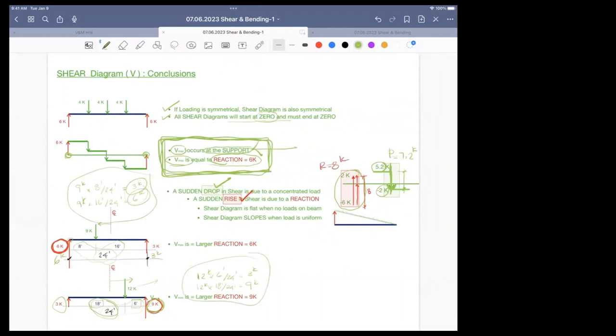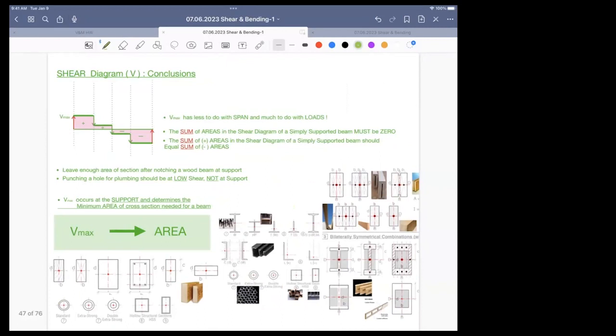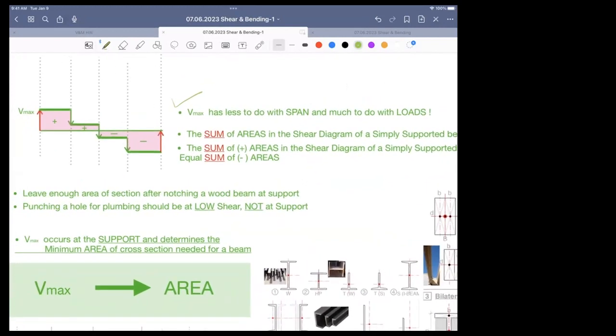It's very practical because if ARE is going to ask anything about math and reactions, this is a quick way of finding an answer. Okay, so conclusion, shear diagram. Maximum shear has less to do with span and much to do with loads. I didn't even give these dimensions because I don't need them for the shear diagram. I do need them for the moment diagram.